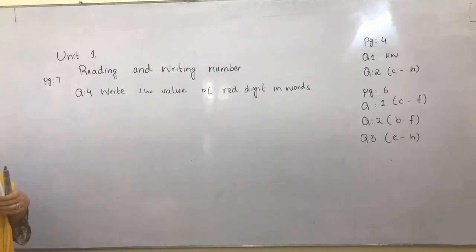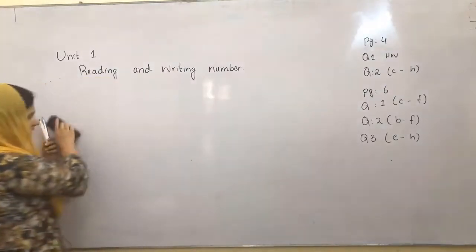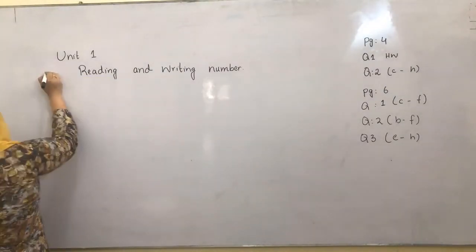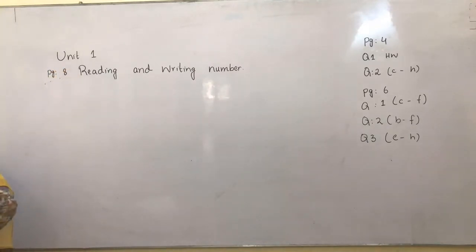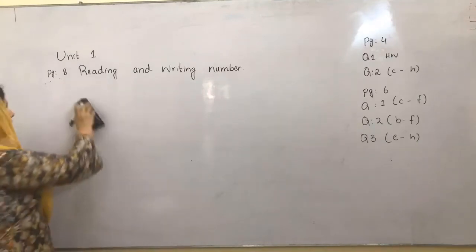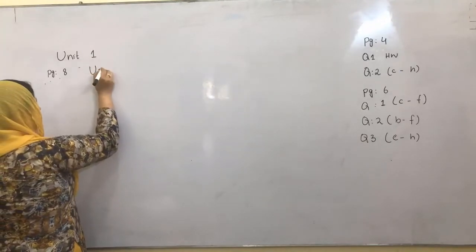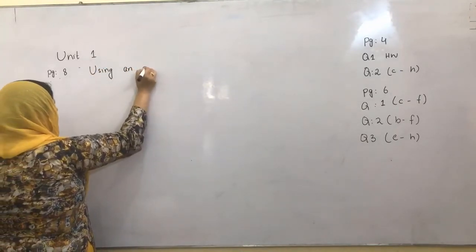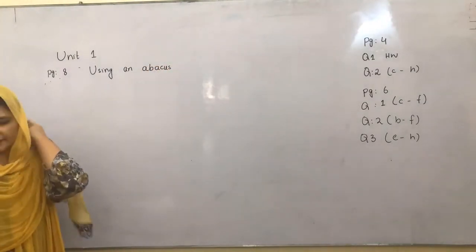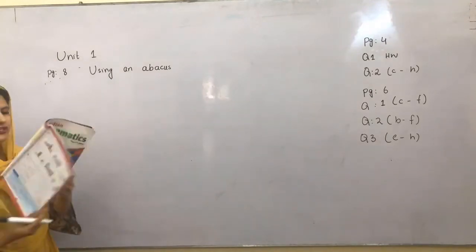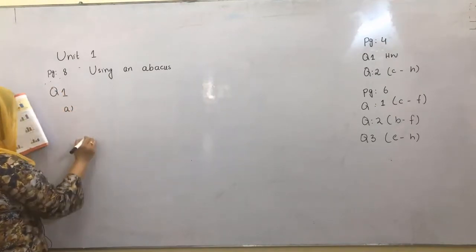Okay, now the next concept is using an abacus. This is a very easy concept. Using an abacus. Page number 8. Using an abacus, complete the number sentence for each abacus. Write the number shown. Question number 1, A part.